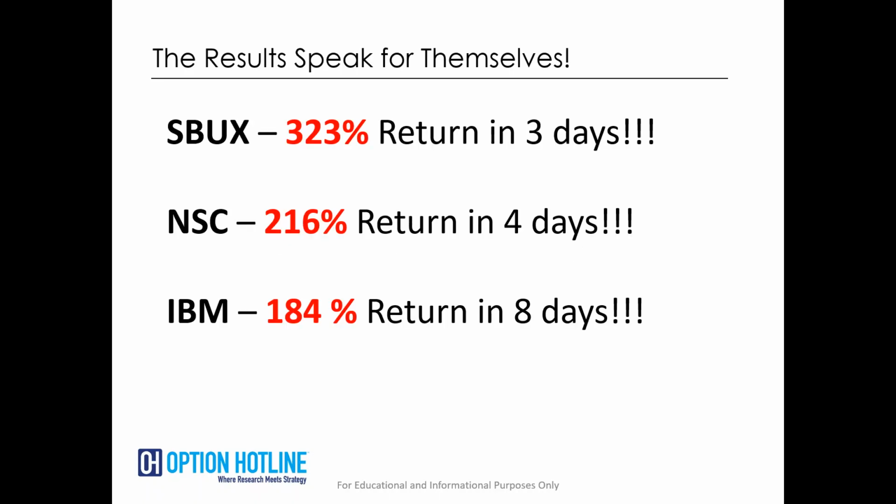So when I make my trades in this swing trading method, I get returns like Starbucks, where I made 323% in 3 days, NSC 216% in 4 days, and IBM 184% return in 8 days. These are not the only winners. These are just a handful of recent winners from September of 2018.